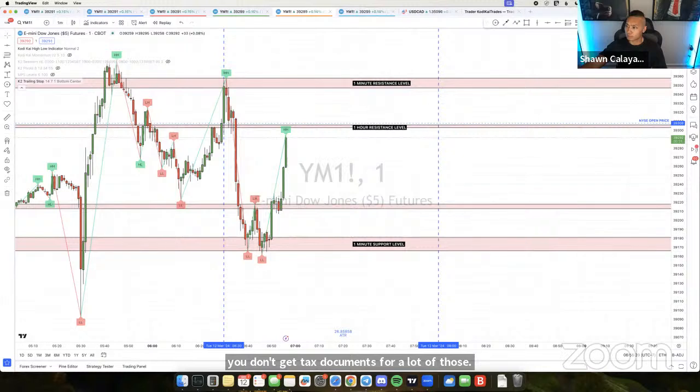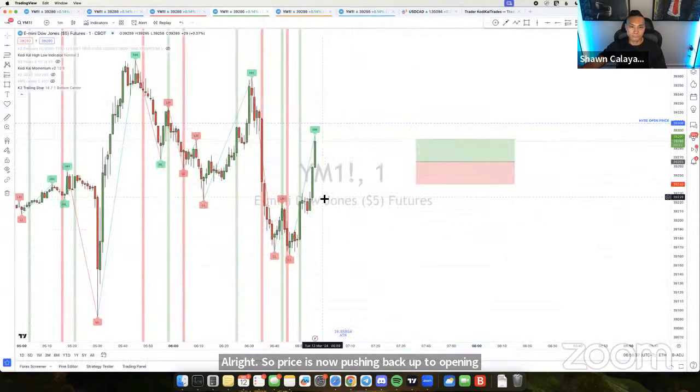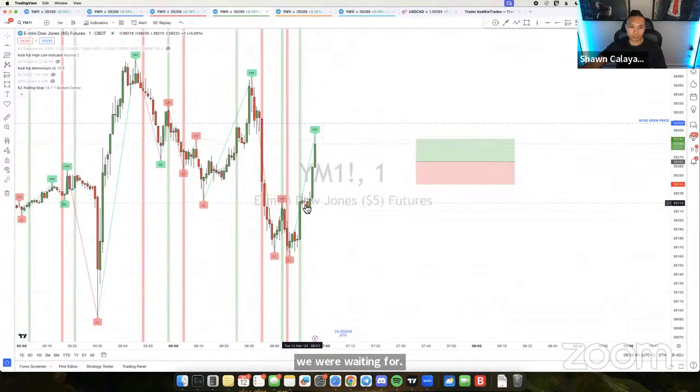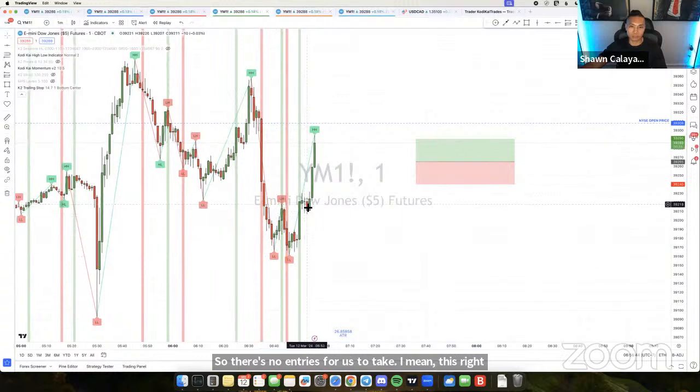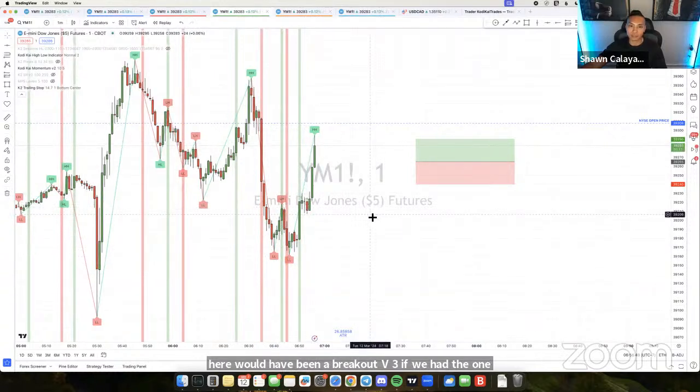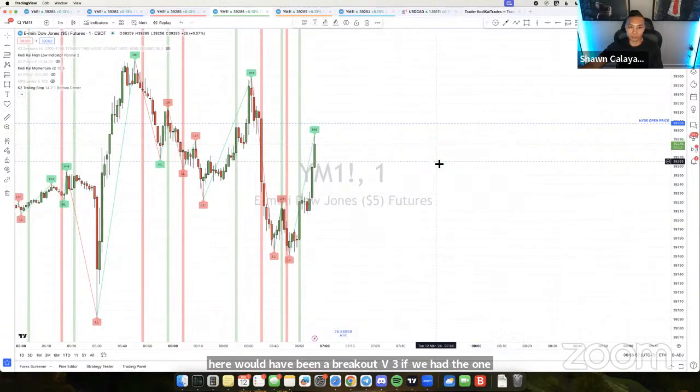All right. So price is now pushing back up to opening price. Unfortunately, we didn't have the setup here that we were waiting for. So there's no entries for us to take. I mean, this right here would have been a breakout V3 if we had the V1 pattern. Unfortunately, we didn't. So it's all good. Just got to sit tight and wait for the opportunity here to come up.